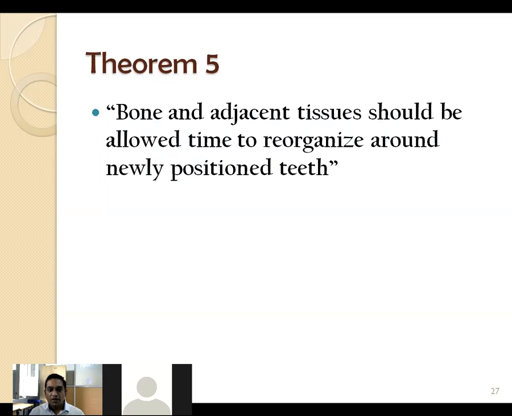Theorem 5 says that bone and adjacent tissues should be allowed time to reorganize around newly positioned teeth. We have to give sufficient time. This theory says that we have to give sufficient time to reorganize the bone and the adjacent tissue, so we need to give a retainer. We are not supposed to debond cases early, because we need to give more time for the bone and the adjacent tissue to form.